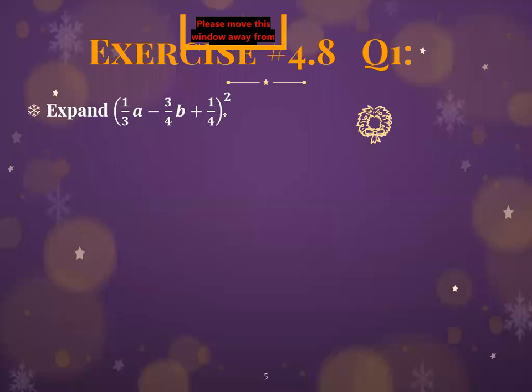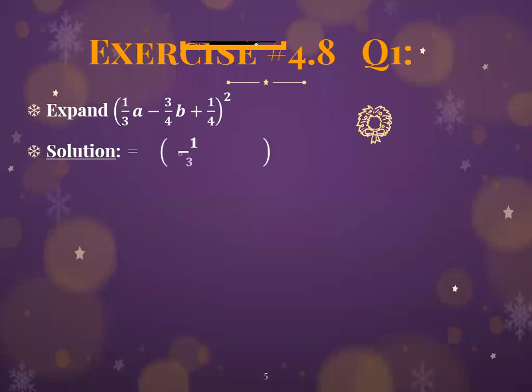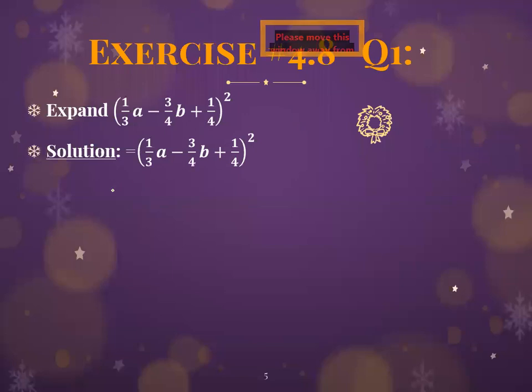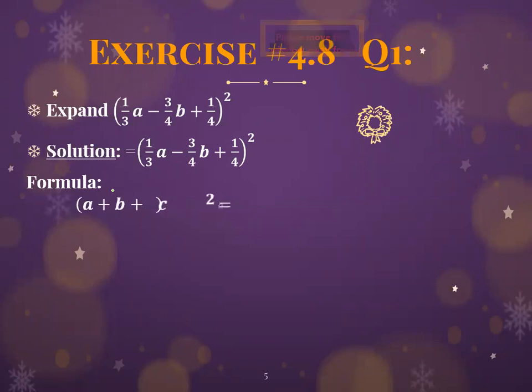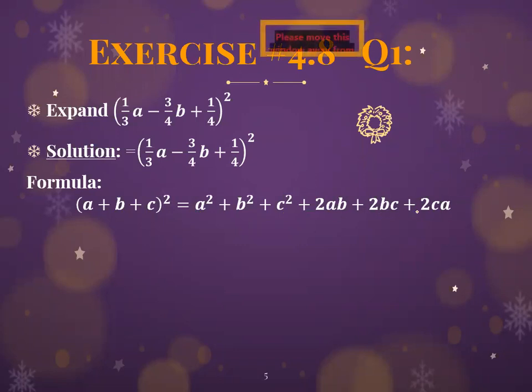Now first you will write down the heading of the solution here. In the solution, what will you write down here? Formula. Now what is the formula here? (a plus b plus c) whole square will be equal to a square plus b square plus c square plus 2ab plus 2bc plus 2ca.